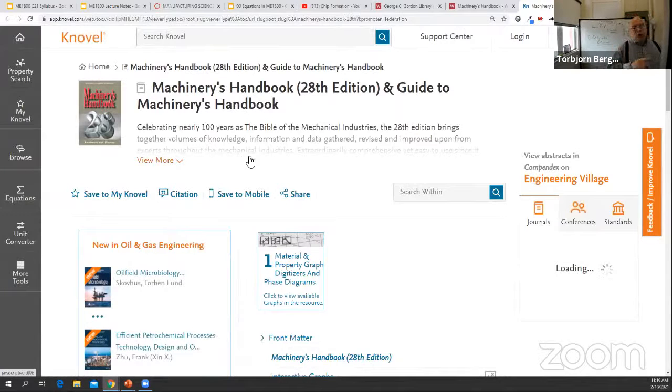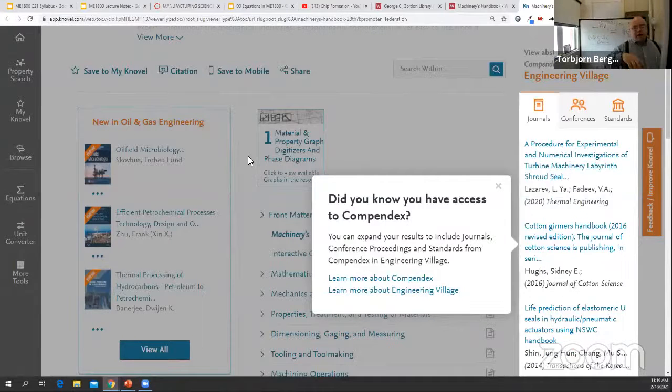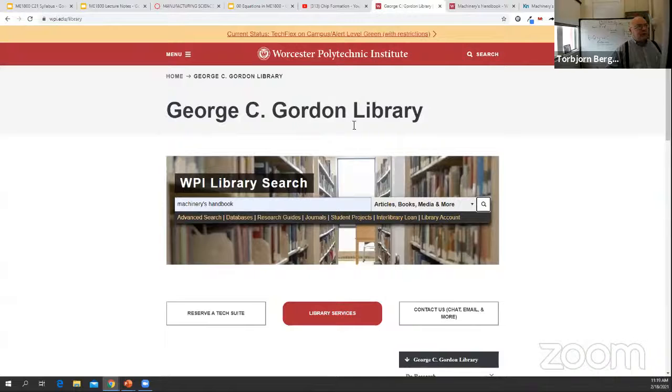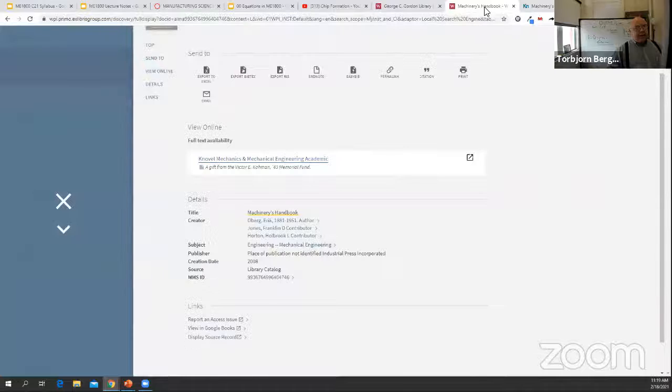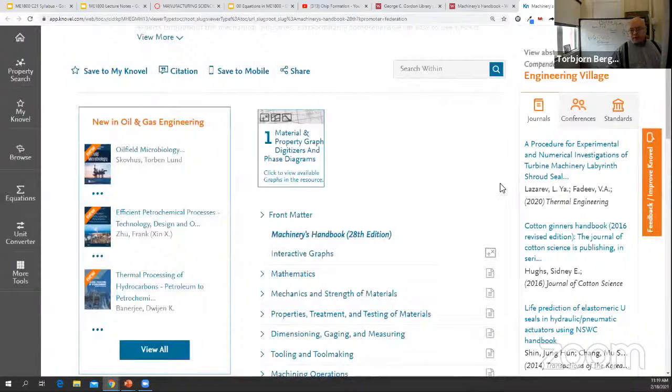If you are at home and not on a computer connected to the WPI network, as long as you go to the library's webpage first and search for it, when you click the link to bring you to this page, it should give you the opportunity to log in with your WPI username and password. If that does not work, please contact the library help desk. I can't fix it. But here we're in our Machinery's Handbook table of contents.